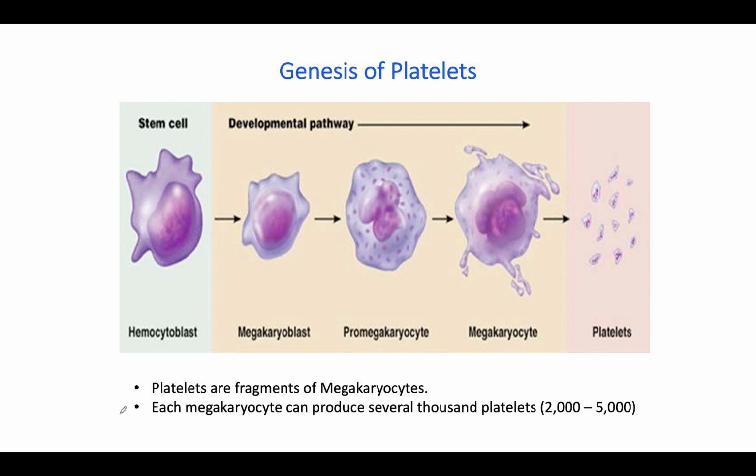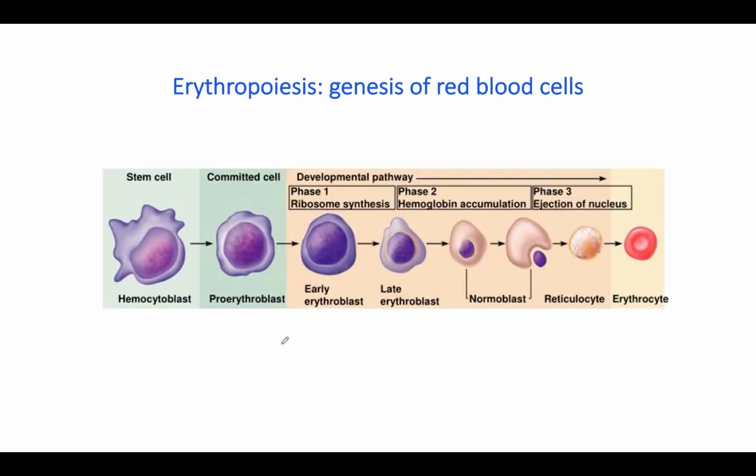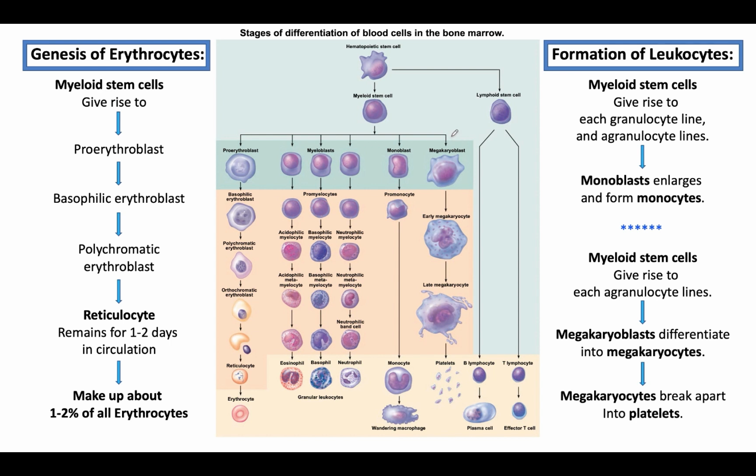Another example is genesis of a platelet. So stem cell, hemocytoblast, or hematopoietic stem cell divides to form megakaryoblast. So if you go back to this cell line, now we are in this line. Just before we saw red blood cell genesis, here's genesis of platelet. Hematopoietic stem cell divides to myeloid stem cell, and myeloid stem cell differentiates into megakaryoblast.